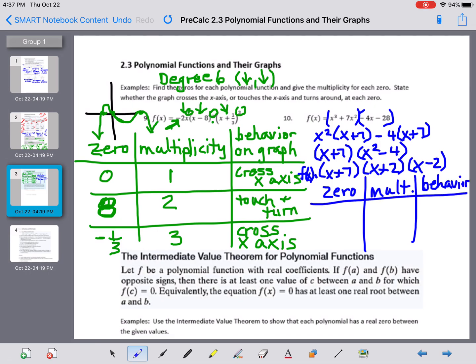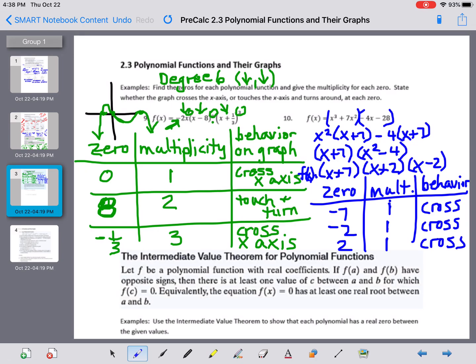Okay, so one of my zeros is negative 7. It only showed up one time because that's just to the first power, which means it's going to cross at that one. One of my zeros is negative 2. It only shows up one time, which means it will cross. My last 0 is 2. It only shows up one time, which means it'll cross.